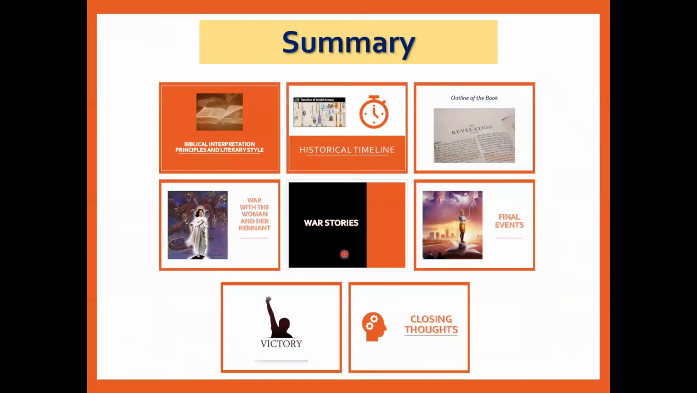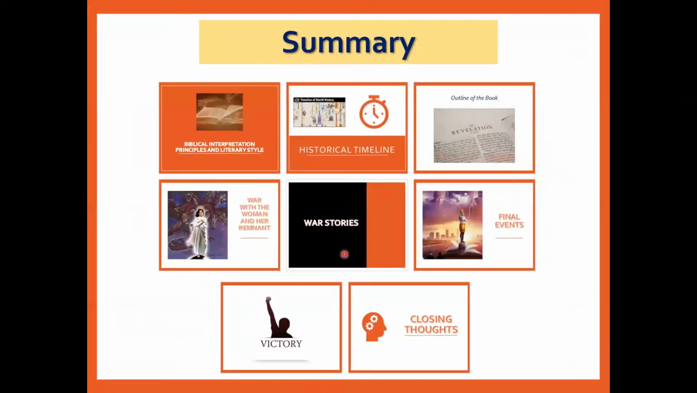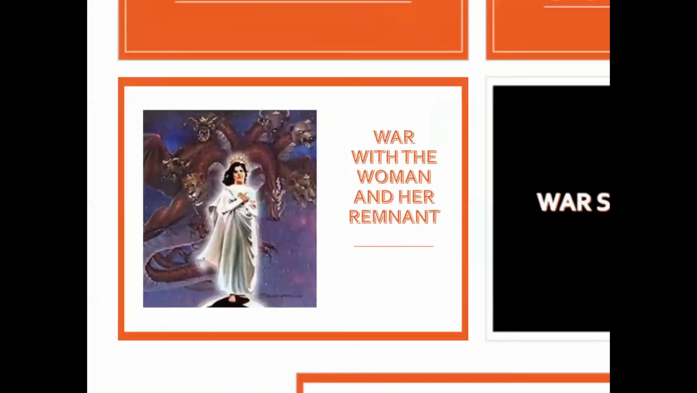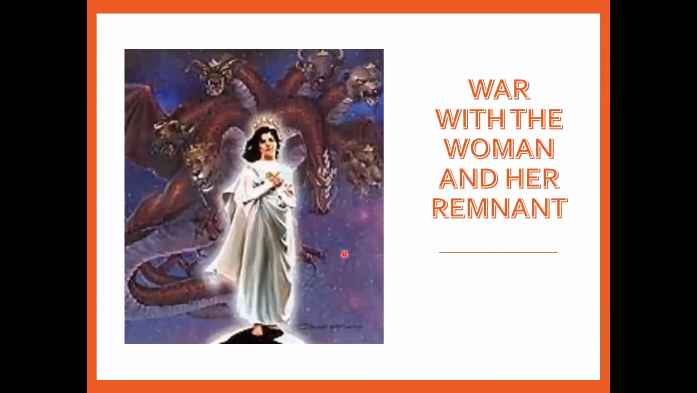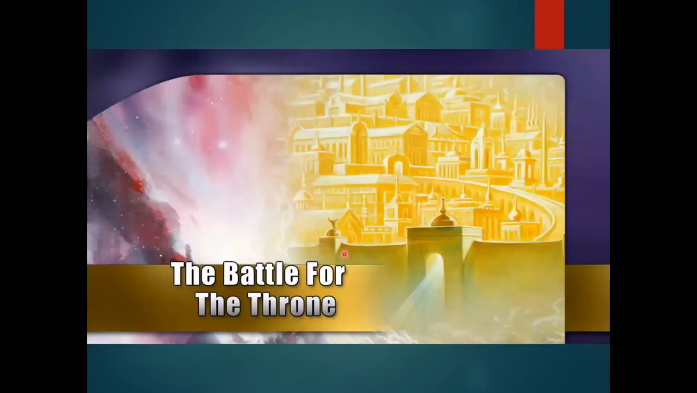All right. So, having understood how the book is laid out, having understood the historical context, let's go through some of the main themes and topics that are presented. The first one is to recognize that a cosmic struggle for control of the universe is occurring. And it started in heaven. It started in heaven with a battle for the throne.